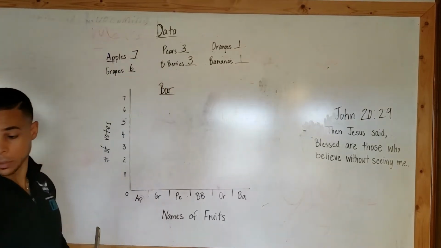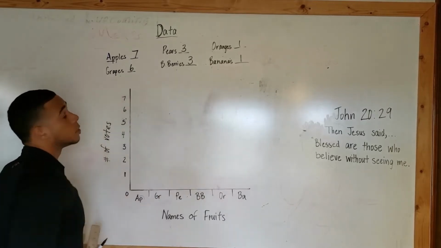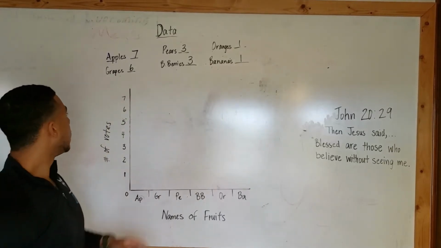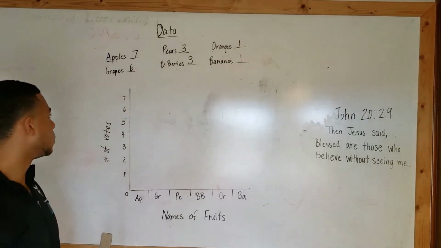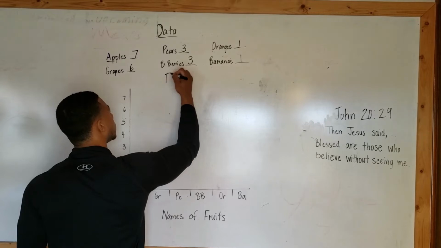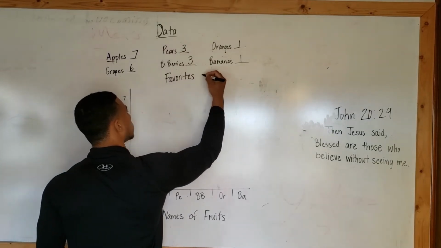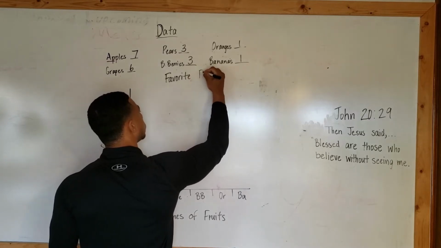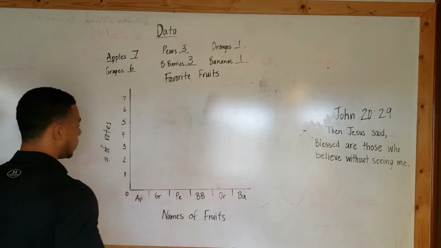Now we only have one more thing to do, and that would be to put your title. Your title's not going to be bar. I just had bar because it's a bar graph. Your title is going to be what you gathered your data from. The data that we were gathering was people's favorite fruits. So the title of our graph should be Favorite Fruits. So now we have our whole graph labeled.